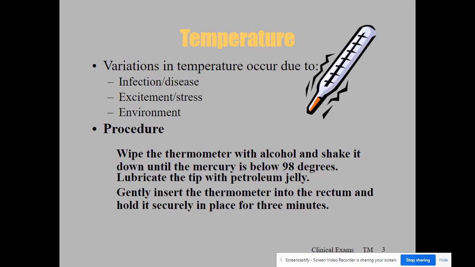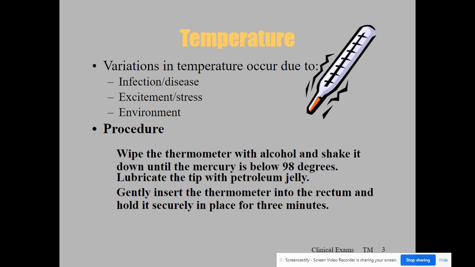The next thing we want to do is gently insert the thermometer into the rectum and hold it securely in place for 3 minutes, if it's a mercury thermometer. If it's a digital thermometer, you want to hold it until it beeps to indicate that it has got an accurate temperature.